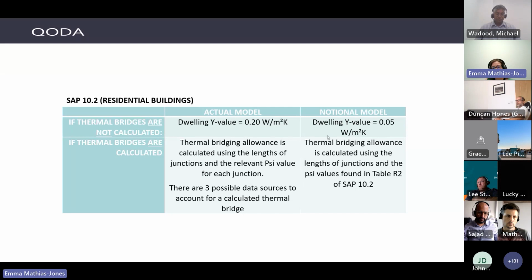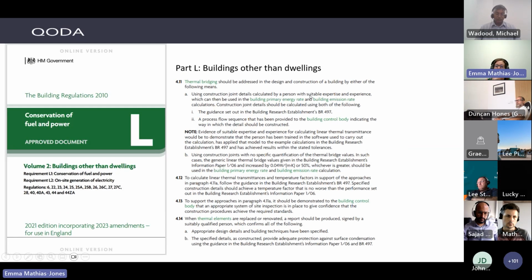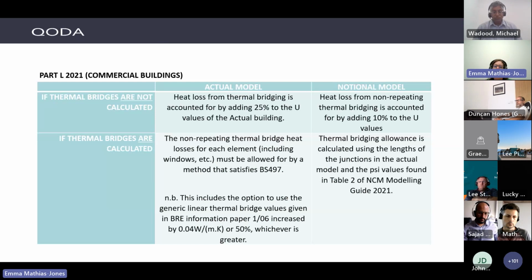And then we've got buildings other than dwellings. It's fairly similar. So if you're not calculating your thermal bridges, your actual model will assume a 25% uplift on the U value, and your notional will assume a 10% uplift.